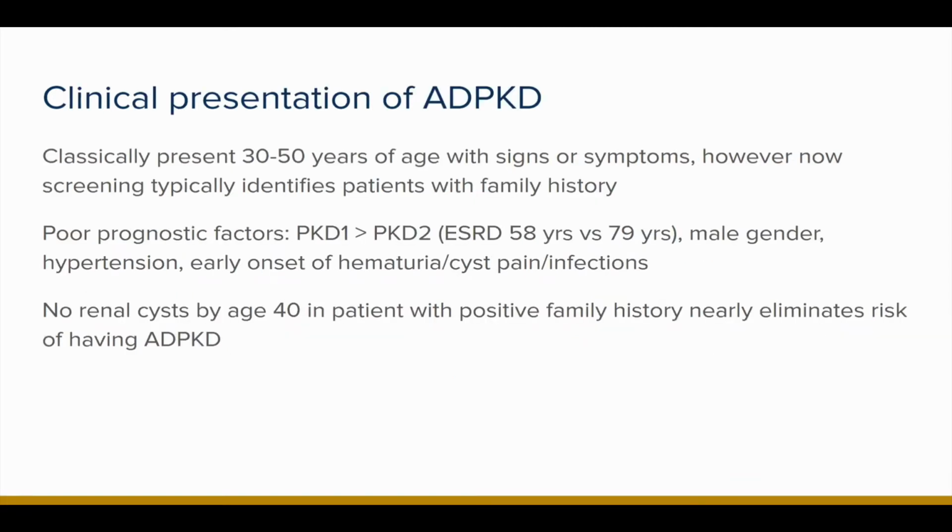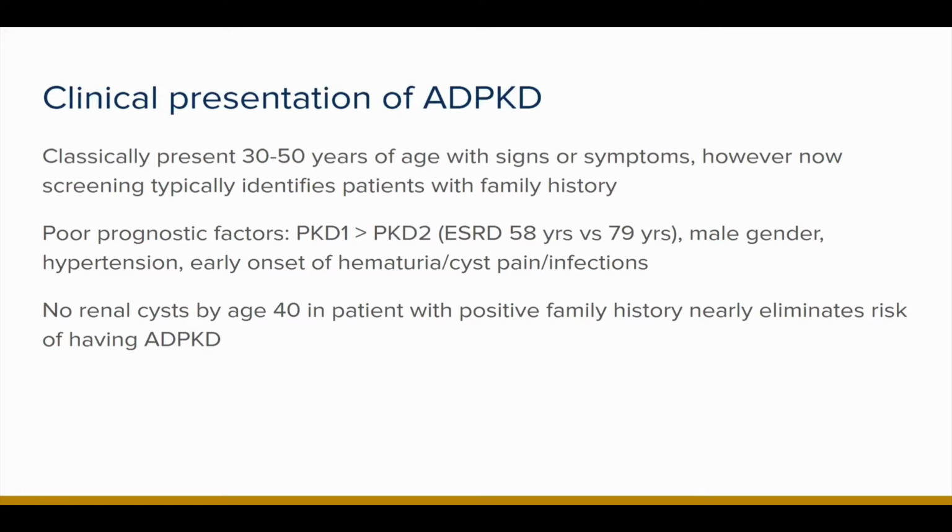Now, classically, the presentation of polycystic kidney disease would present when patients are around 30 to 50, as they develop signs or symptoms related to their ongoing enlargement of the kidneys. However, nowadays, screening available for patients that have a family history is probably the most common way that we identify patients these days.